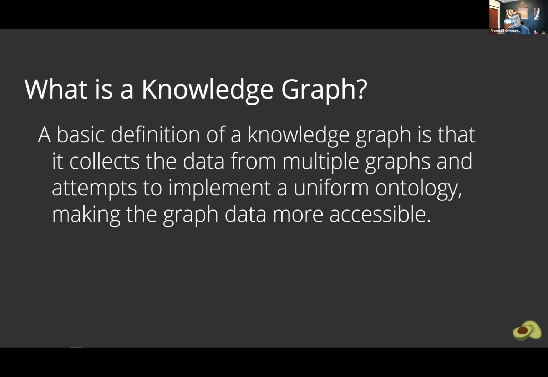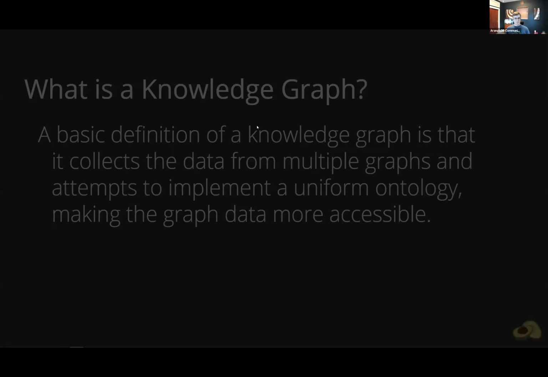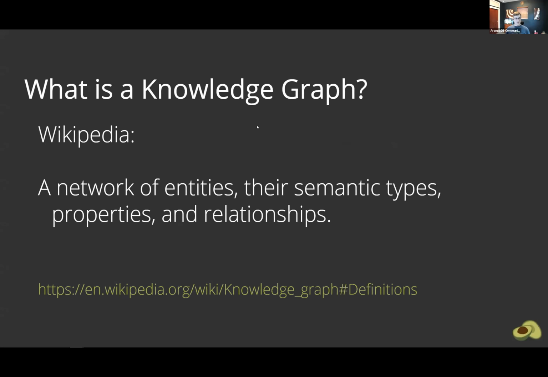More accessible, meaning more machine readable, so that you can start actually inferring new data from all these different data sources. And an even more straightforward one, this is from Wikipedia, where they actually have a list of definitions for the knowledge graph: a network of entities, their semantic types, properties, and relationships. And I think that is a really good way to summarize it. It's a network of documents, in our case with the graph database, and then their semantic types, properties, and relationships, sort of defining how this data is connected.